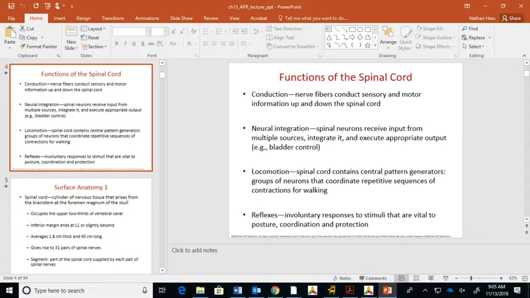Our third piece is locomotion. A spinal cord contains central pattern generators. Did you know this repetitive sequence of us walking is something you don't have to consciously think about? For most of us, we just do it. Once we've learned it, which is a process that we go through as a little baby, your body just has a pattern of movement that you go through, right?